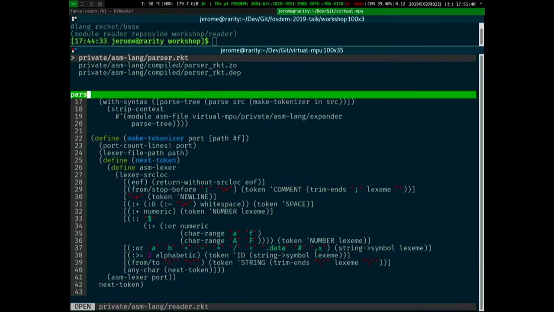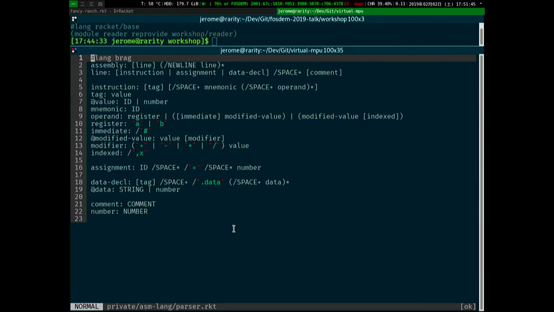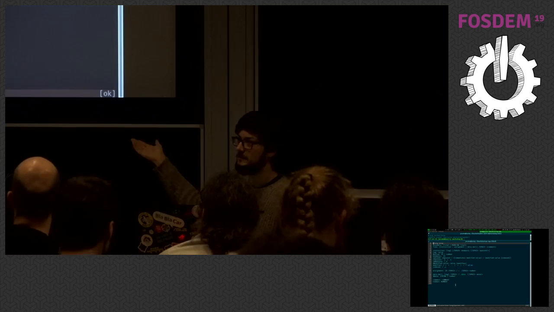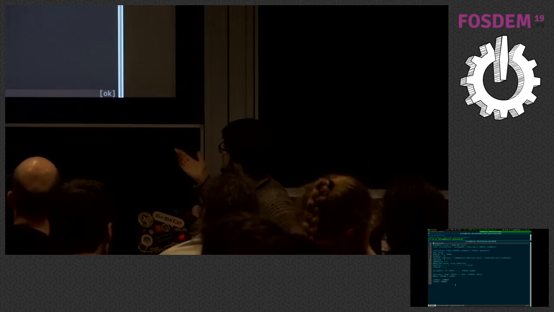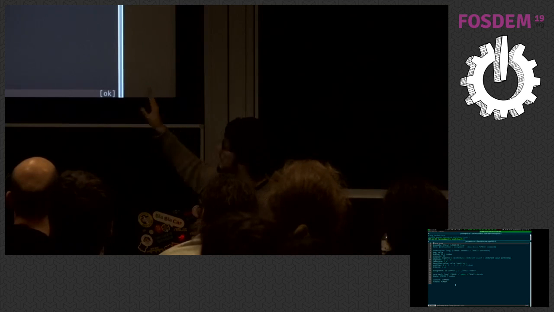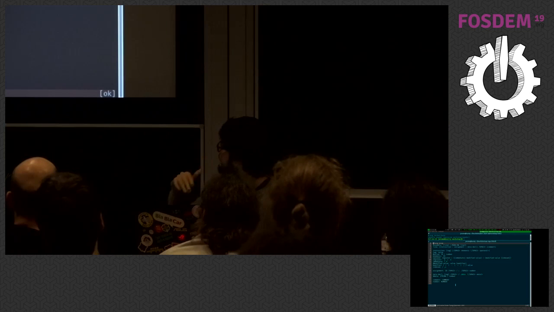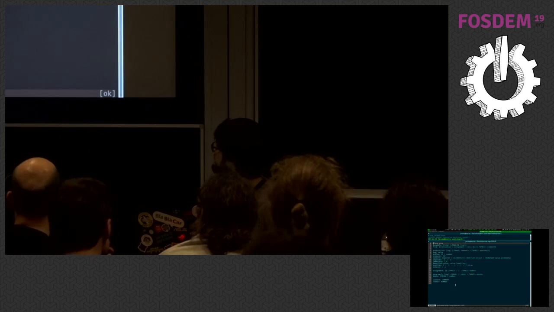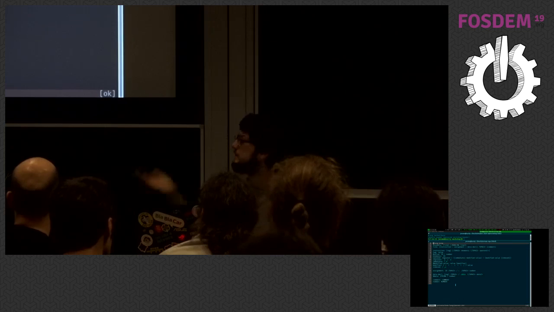And the parser looks like this. An assembly is just any number of lines with new lines between. A line can be an instruction, an assignment, or a data declaration. An instruction has an optional tag, then any number of spaces, a mnemonic, then any number of spaces and operands. So it's like 20 lines and it parses assembly language. I've been working on this project for maybe one month, and I knew nothing about how Brag works before. I just learned how it worked, and in 20 lines of code, you can generate a parser for assembly language.